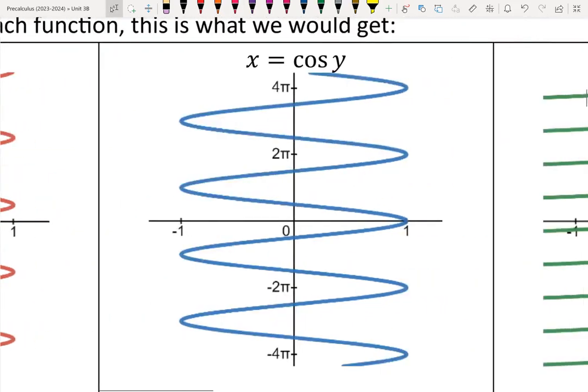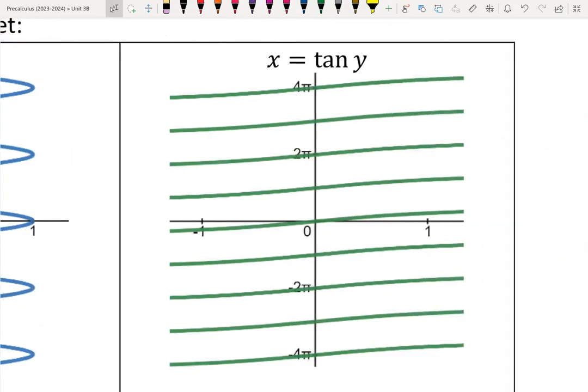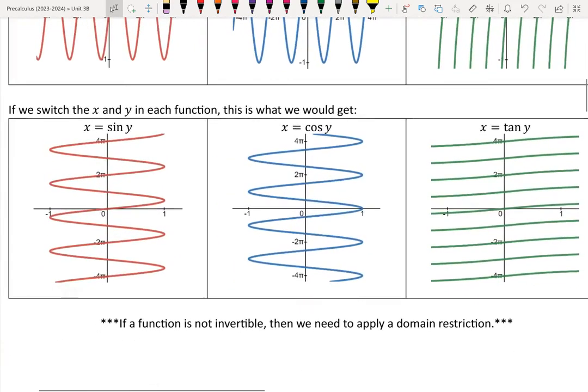Same thing with cosine. x equals cosine of y. This is what we would get. And x equals tangent of y, we would get this. All three of those are not functions.